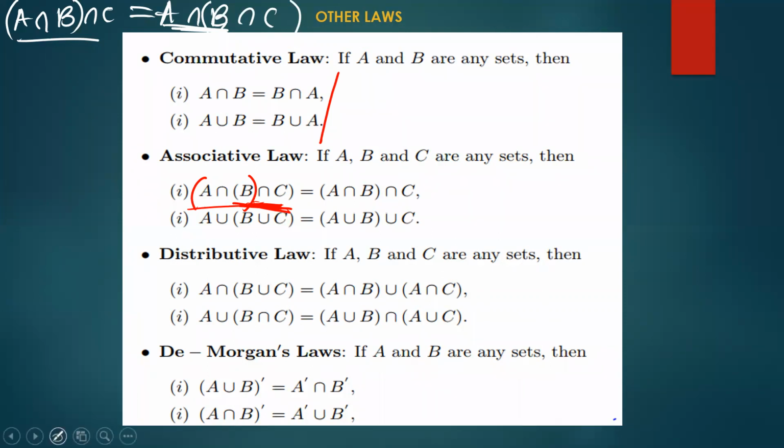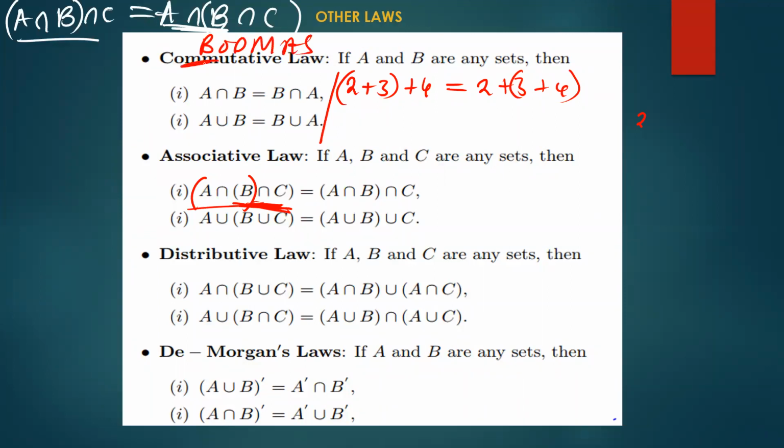Let me give an example in terms of numbers. We say 2 plus 3 plus 4 is equal to 2 plus 3 plus 4, with the brackets on this side. Remember, according to BODMAS, you always start with brackets. So we start with what is in the brackets. We add 2 plus 3. The answer will be 5. And then we add 4.